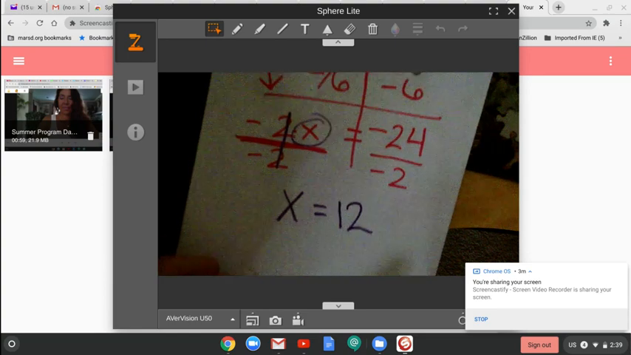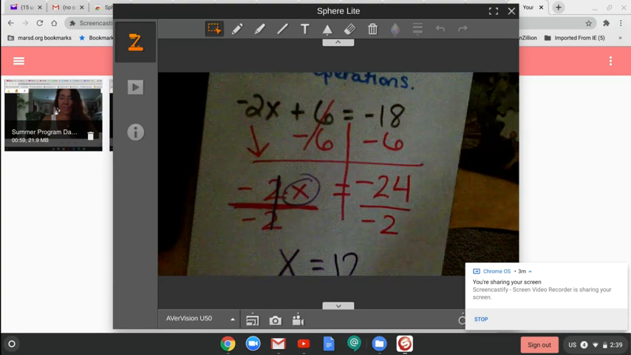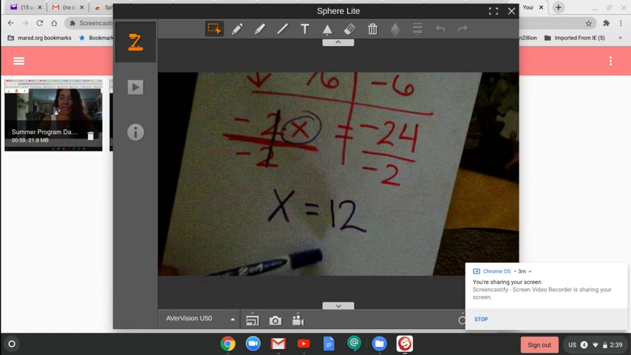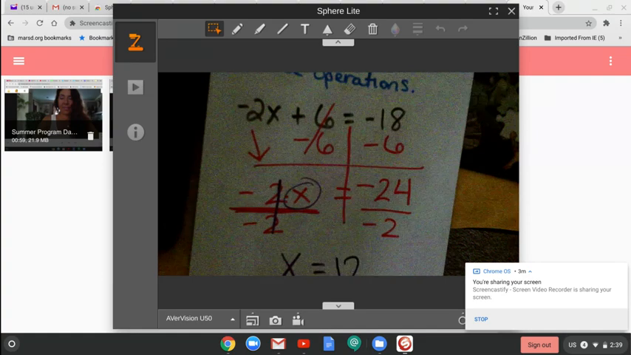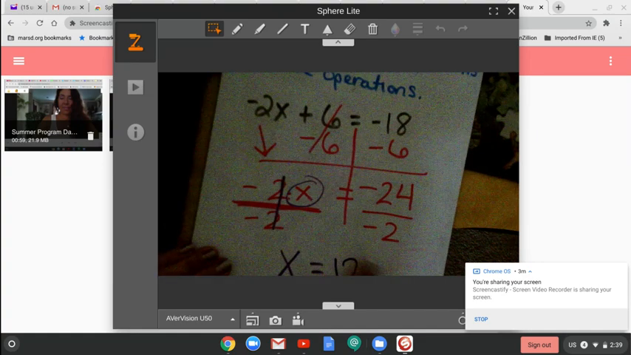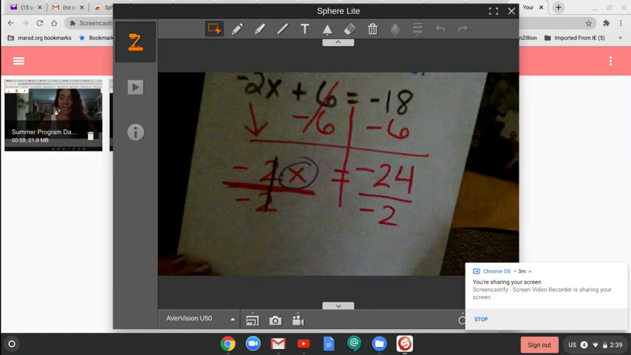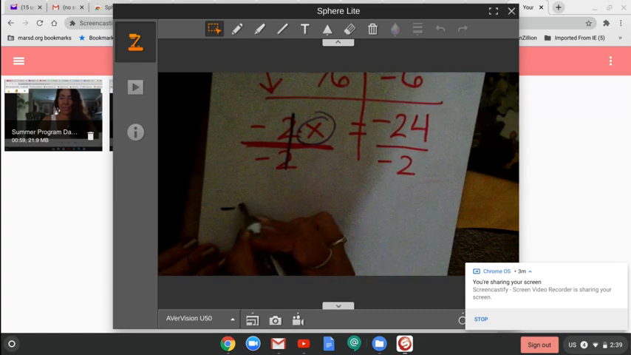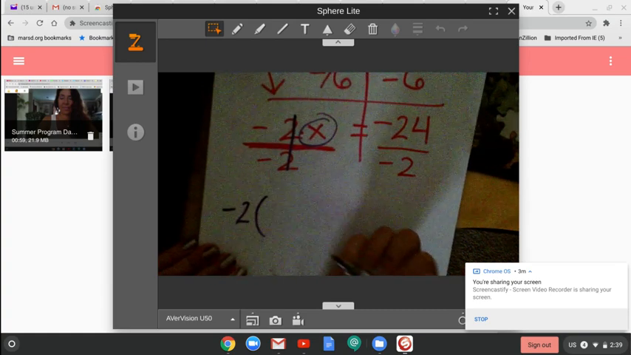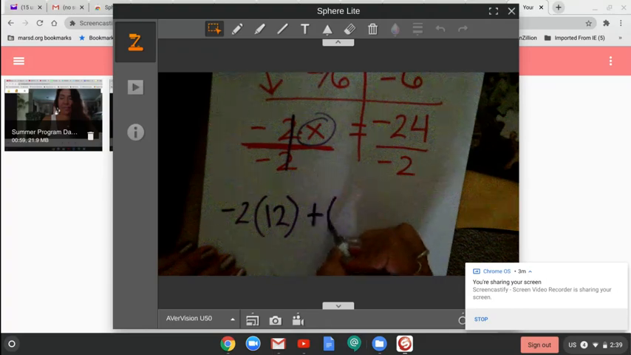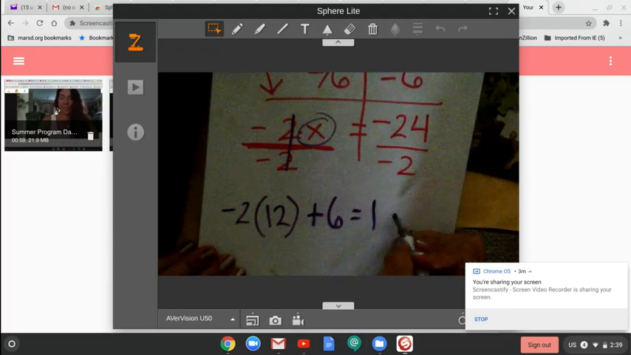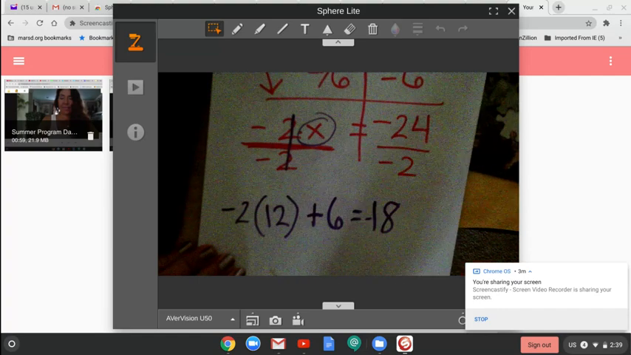Now, the good thing about equations is before you do a test or anything, you can always double check your answers. So I'm going to go back and take my answer, which I believe is 12, and put it back into the original equation. So I'm going to do negative 2, and replace x with 12, which I believe is my correct answer. And I'm going to see if I get negative 18 when I put all that together.